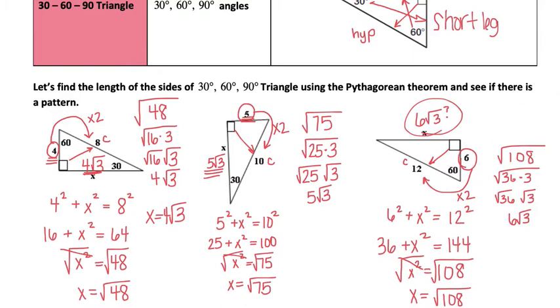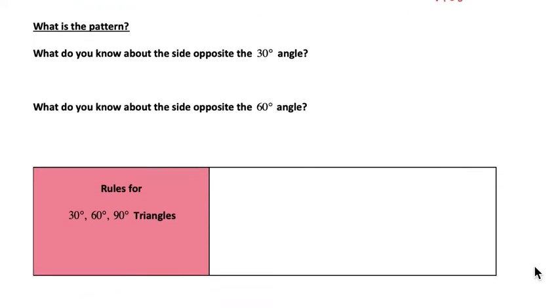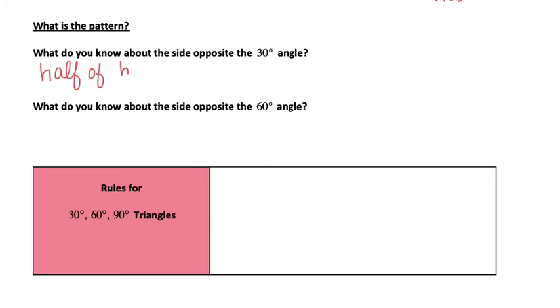So let's take a look at each of our different rules. What do we know about the side opposite the 30-degree angle? It is half the length of the hypotenuse. We also know it's the shortest side. Short leg.